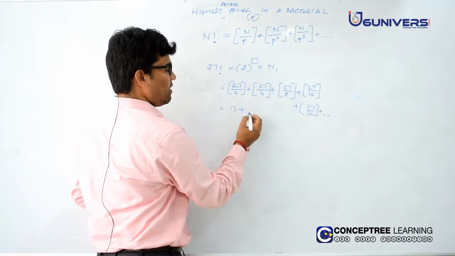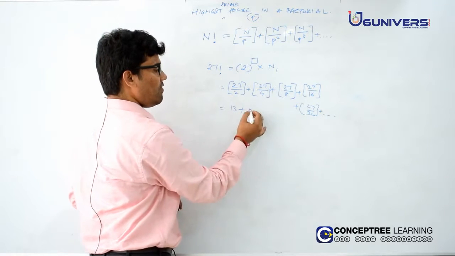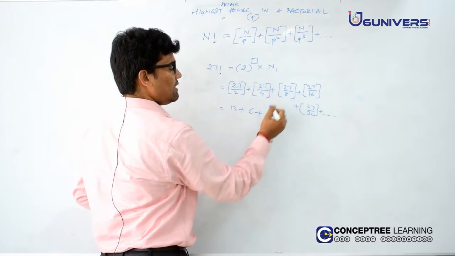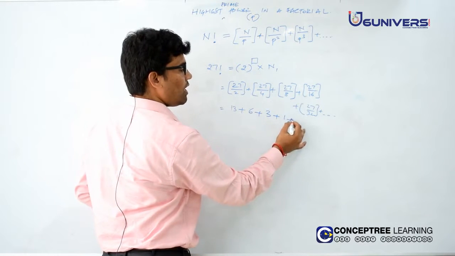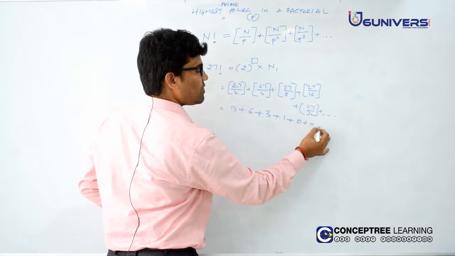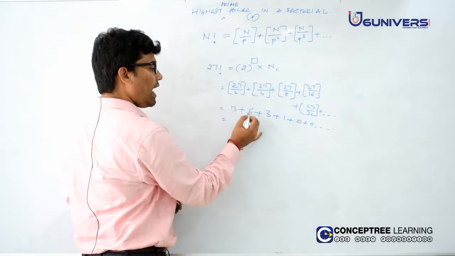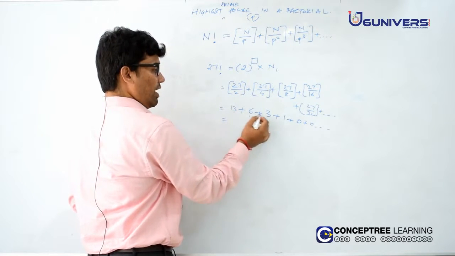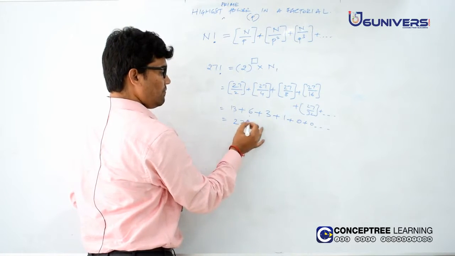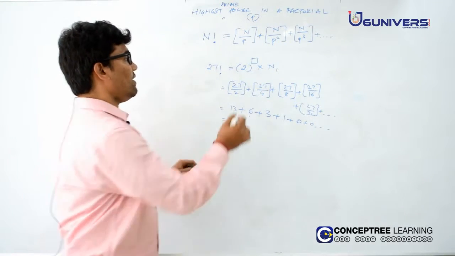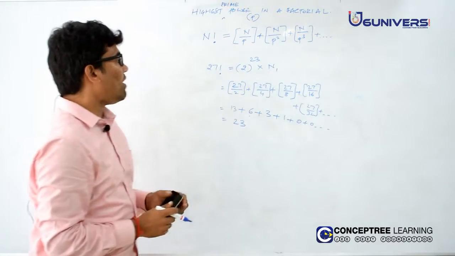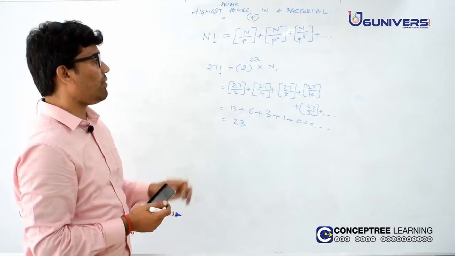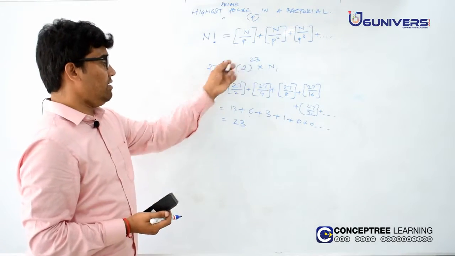This would be something 6.75, so it will be 6. This is 3 point something, so it will be 3. This is 1 point something, this is 1. This is again 0, and once the 0 starts, they keep going. So you quickly add it in no time to figure out that you have 23. So the highest power of 2 in 27 factorial is 23.